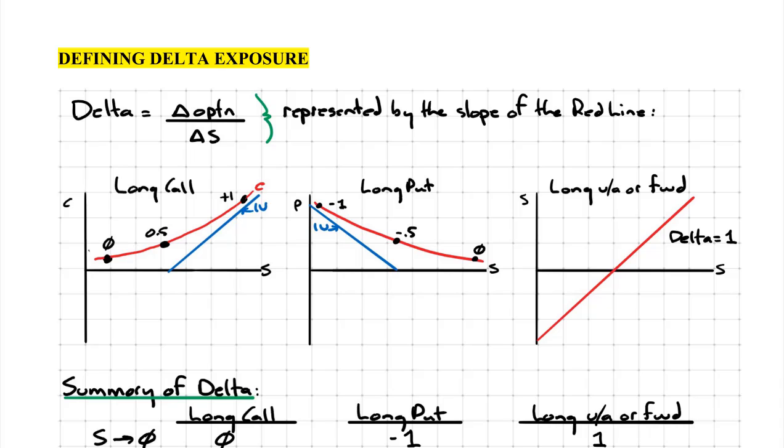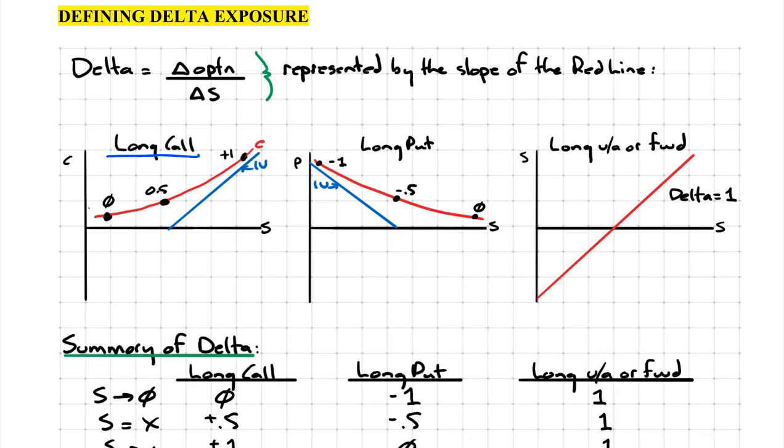Defining delta exposure. Recall that delta measures the sensitivity of option price due to changes in the price of the underlying asset. So let's look at a call option first, specifically a long call position. And we can start off with the intrinsic value. That's the payoff you would get if you were to exercise the option right now.